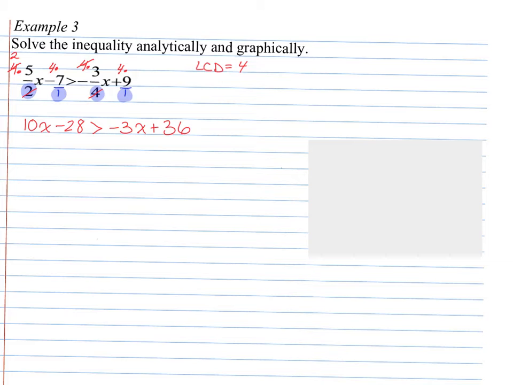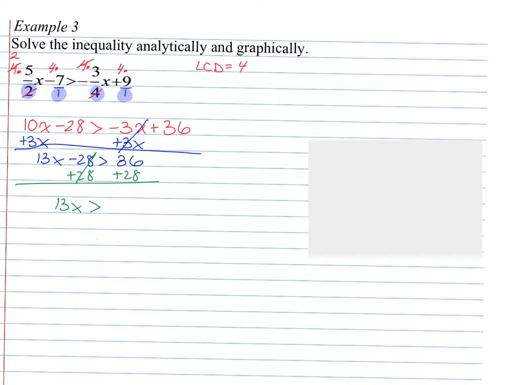So now we're going to move plus 3x to the other side. Now we have 13x minus 28 is greater than 36. Add the 28 to both sides. You have 13x is greater than 64. Divide both sides by 13. And you're going to get that x is greater than 64 over 13.